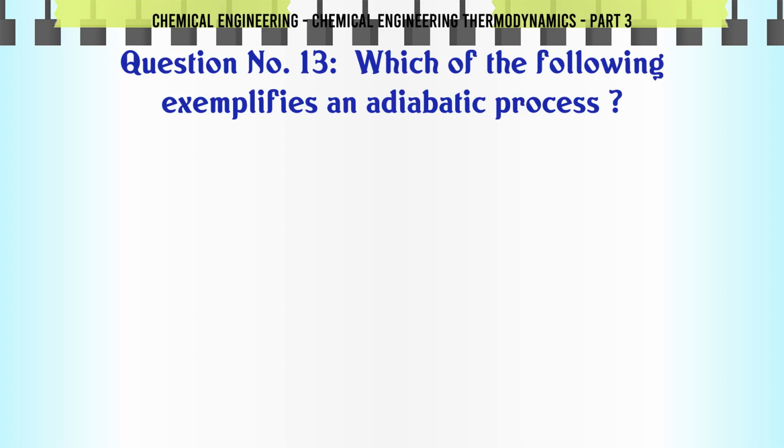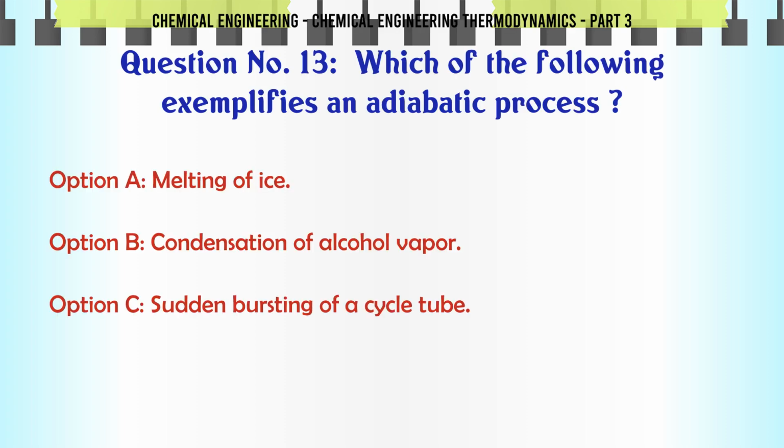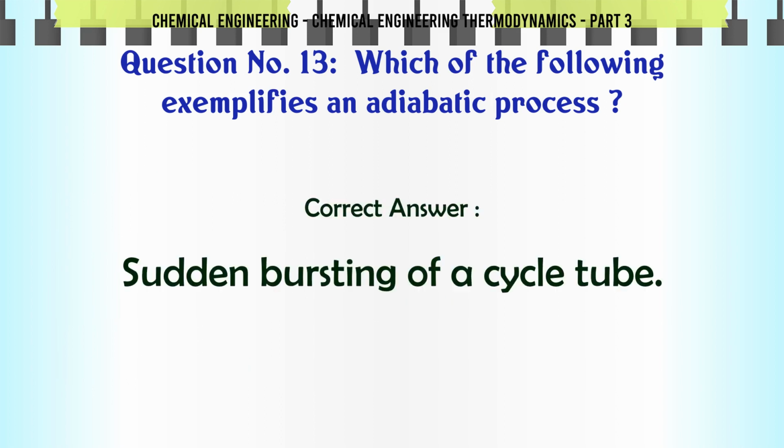Which of the following exemplifies an adiabatic process? A. Melting of ice. B. Condensation of alcohol vapor. C. Sudden bursting of a cycle tube. D. Evaporation of water. The correct answer is sudden bursting of a cycle tube.